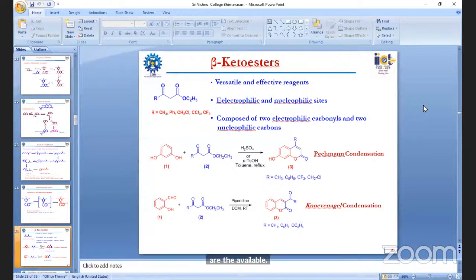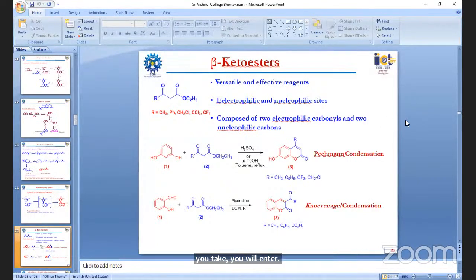Then, just now I told about the Pechmann condensation. What is the Pechmann condensation? You can take resorcinol, a benchtop chemical, and use it with the ethyl ester in the presence of sulfuric acid or PTSA. So you can make the simple coumarin compound. R can be methyl, phenyl, trifluoromethyl, CH2Cl. Depending upon the beta keto ester you take, you will get the corresponding compound. This is the simple Pechmann condensation.